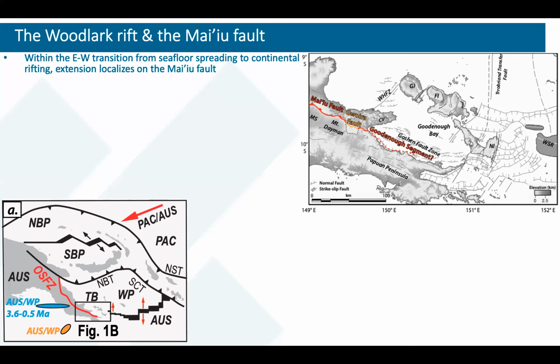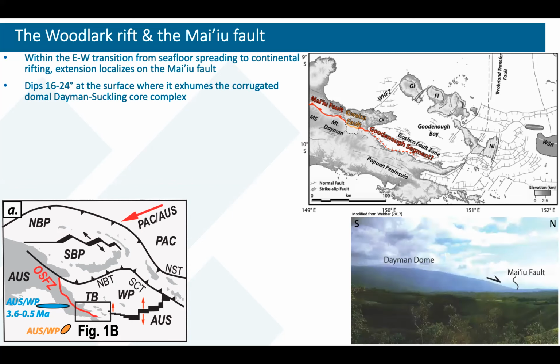So extension seems to collapse and localize onto this one main fault, the Mayu Fault, which in its footwall, we have Mount Suckling and Mount Damon, which together make up the Damon-Suckling core complex, shown down here in the bottom right. And so this is one of the youngest and most rapidly exhumed core complexes in the world. You can see that it's retained its beautiful domal shape despite being exhumed in a humid environment. And that it's being exhumed along this really shallowly dipping Mayu Fault, shown down here.